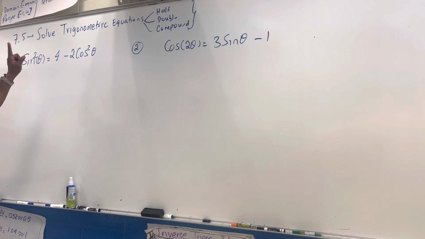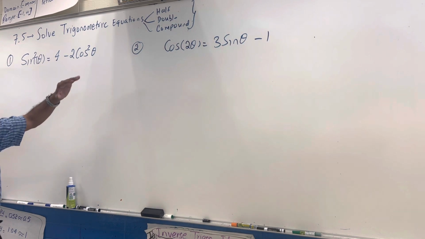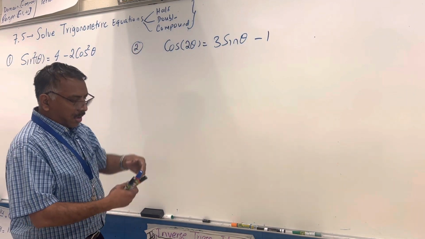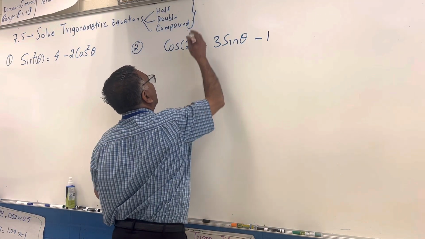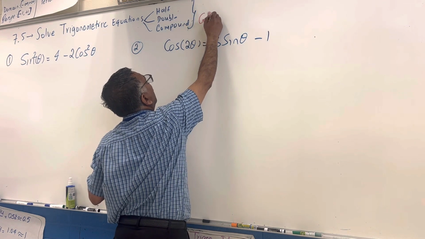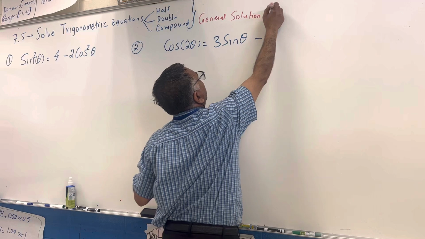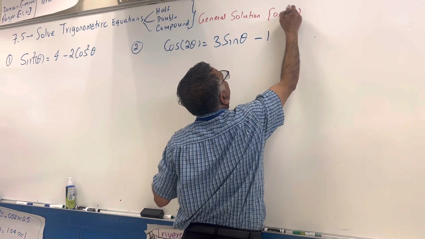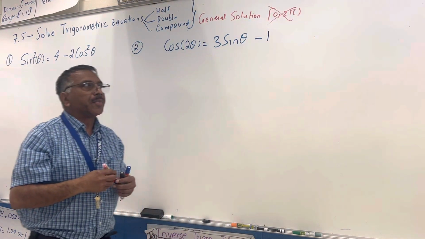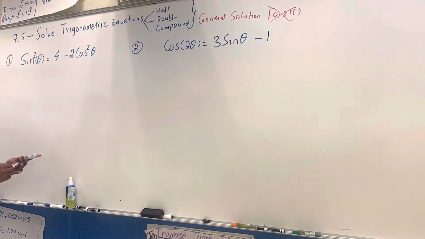So this is lesson number 7.5, solve trigonometric equations, and we are going to use the half and double angle formulas. In these 3 problems basically we are finding all solutions, meaning the general solution, not just one particular solution. It doesn't have to be 0 to 2 pi, but it can also go beyond. So let's begin with the first one.